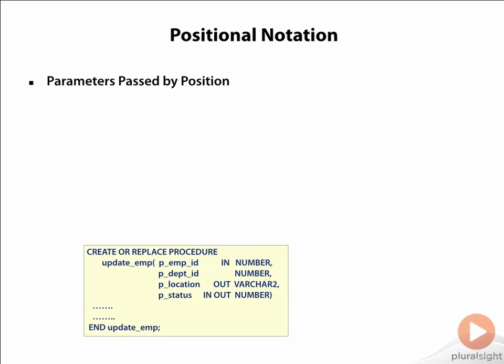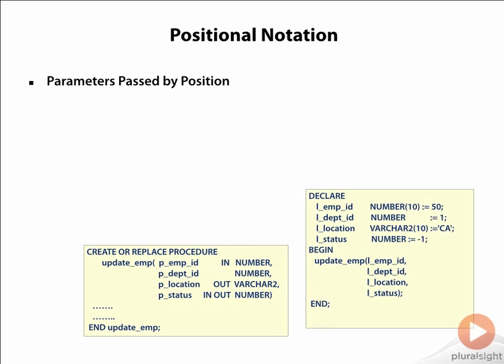We're not showing the body here. Now in this anonymous block, we have 4 actual parameters: LEMPID, LDPDID, LLocation, and LStatus, their data types matching the corresponding formal parameters. In the update EMP procedure, we are passing them in sequence: LEMPID corresponding to PEMPID, LDPDID corresponding to PDPDID, LLocation corresponding to PLocation, and LStatus corresponding to PStatus.